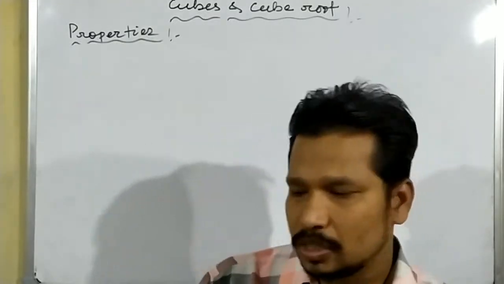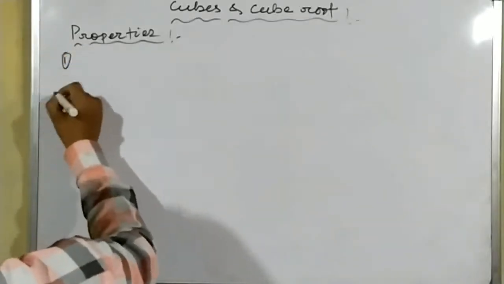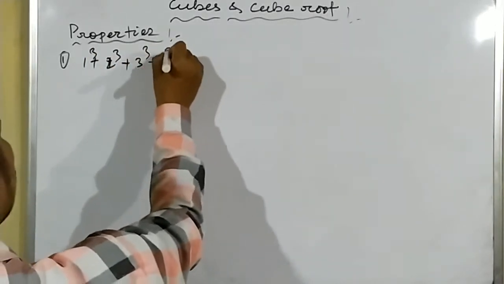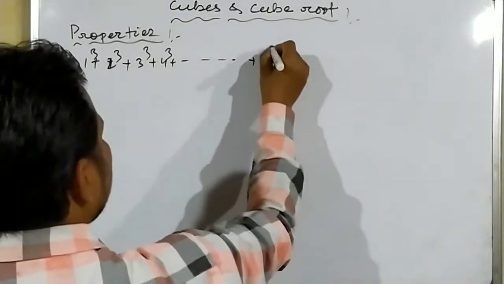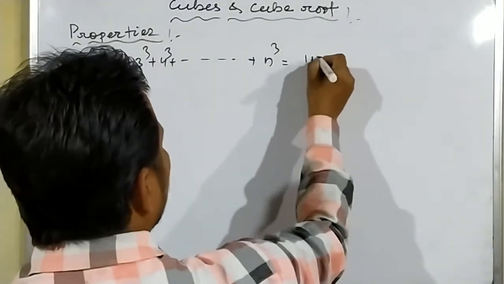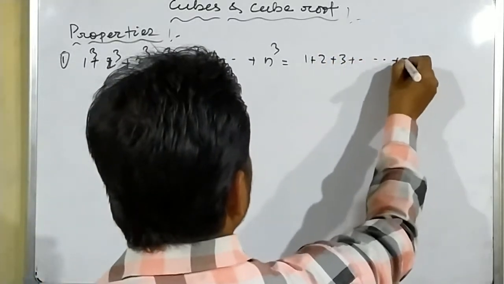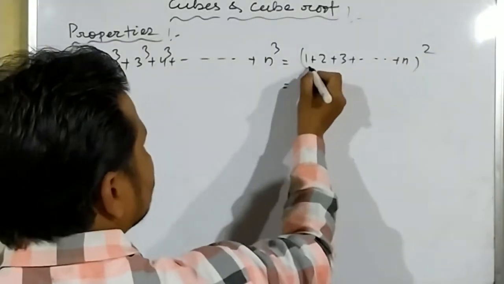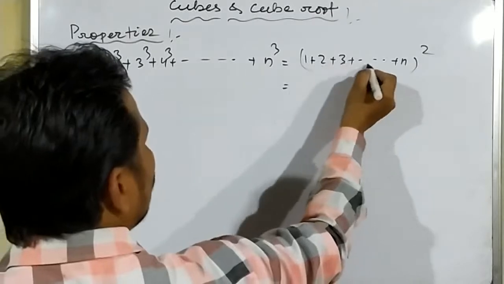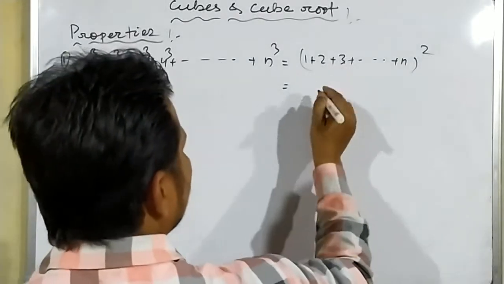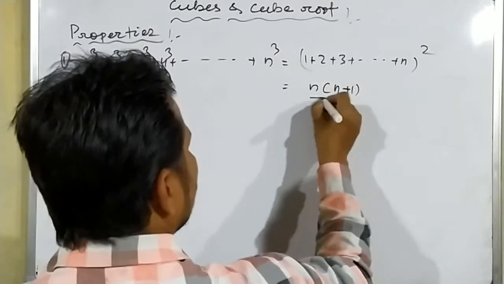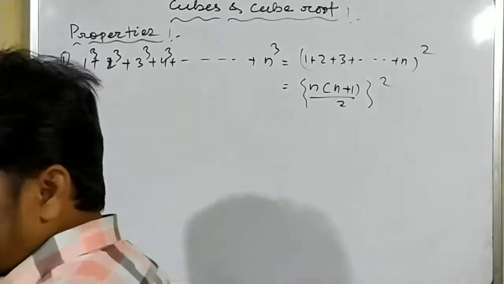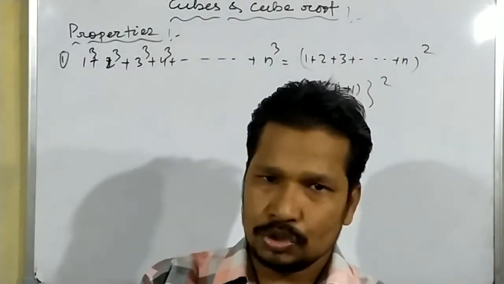So the first property is what? The sum 1 cube plus 2 cube plus 3 cube plus 4 cube plus dot dot dot plus n cube, the result is equal to (1 plus 2 plus 3 plus dot dot dot plus n) whole square. Also we know that the sum of the first n natural numbers, 1 plus 2 plus 3 up to n, is equal to n into (n plus 1) divided by 2. So by using this formula we will do some questions.